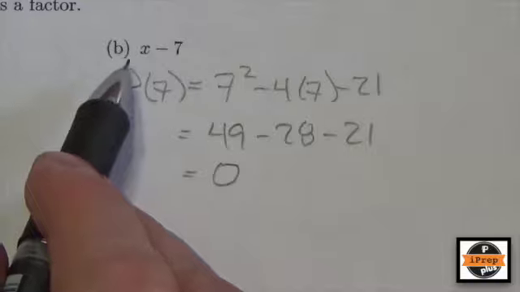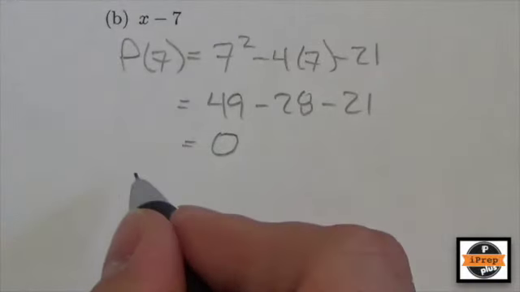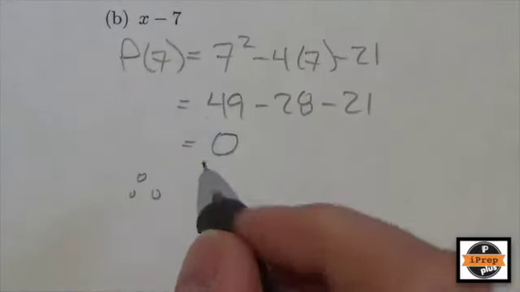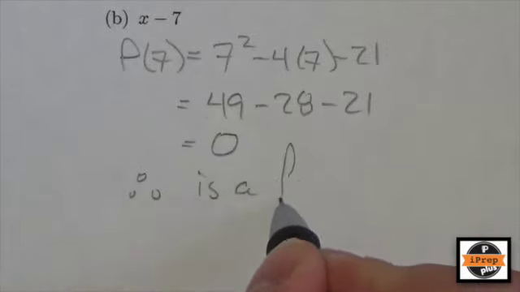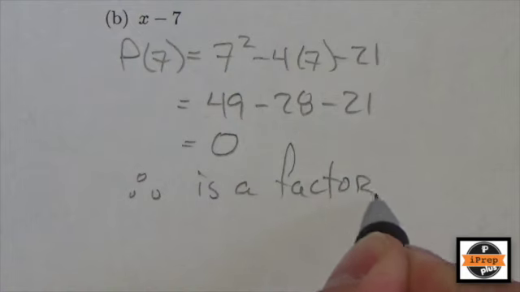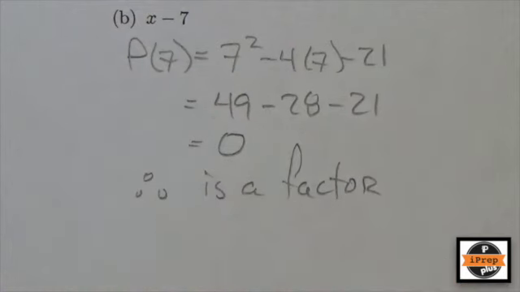So what that means in this case is that x minus 7 is in fact a factor of the polynomial. We can conclude, therefore, x minus 7 is a factor. That's the whole point. The factor theorem is really just a very minor adjustment to the remainder theorem. If the remainder is 0, then the binomial we're looking at is a factor.